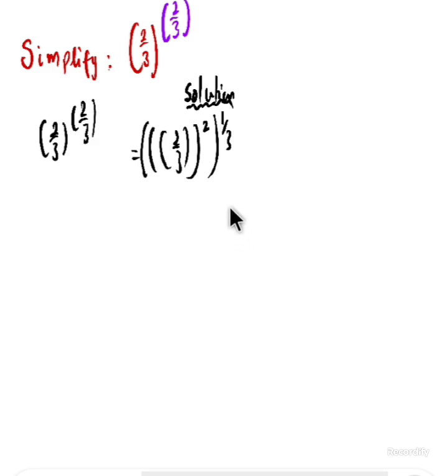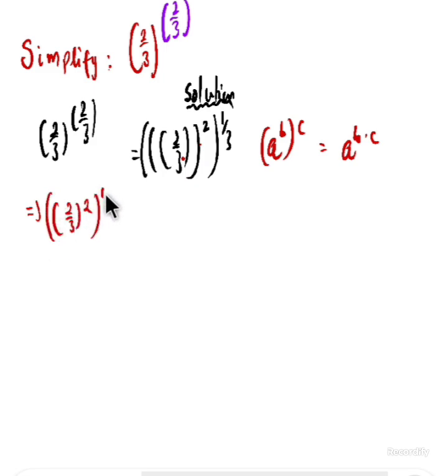Then from the law of indices, if you have a to the b power, multiplied by c, this gives us a to the b times c power. That's what we're going to do here. So we have 2 over 3 to the second power, then everything to the 1/3 power. So 2 squared gives us 4, and 3 squared gives us 9. So we have 4 over 9 to the 1/3 power.